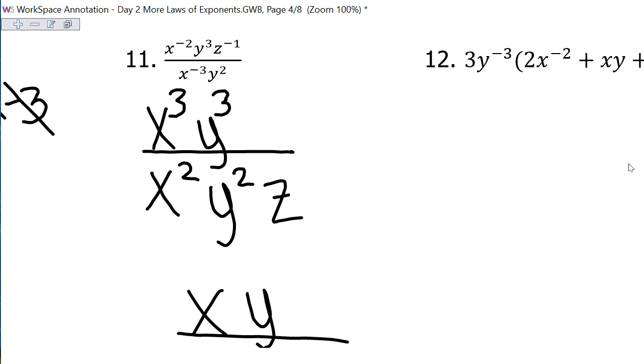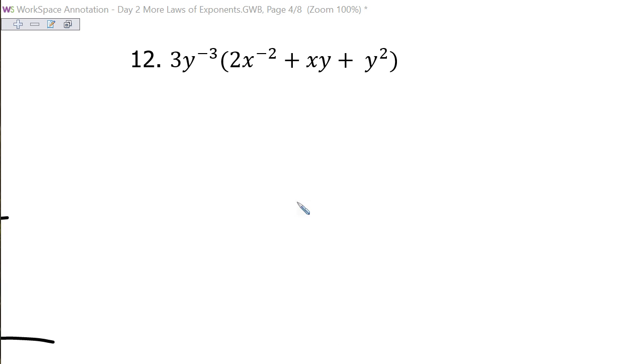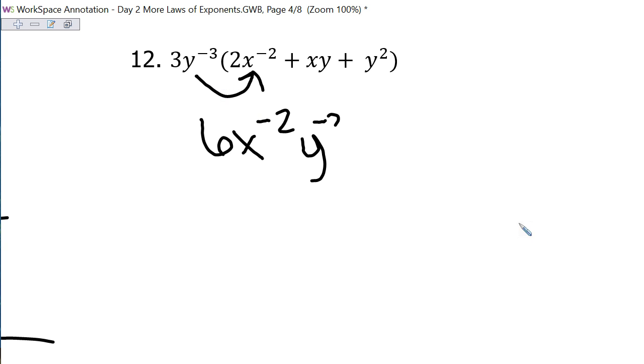Now number 12. How would we do number 12? Well, I could simplify what's in the parentheses, but here, what do you do if you have something in front of parentheses? Distribute. So let's just distribute with a negative. So 3 times 2 would give us 6. And then we'd have x to the negative 2, y to the negative 3. Distributing again, 3 times 1 is 3. And then we'll have our x. And y to the negative 3 times y to the first.